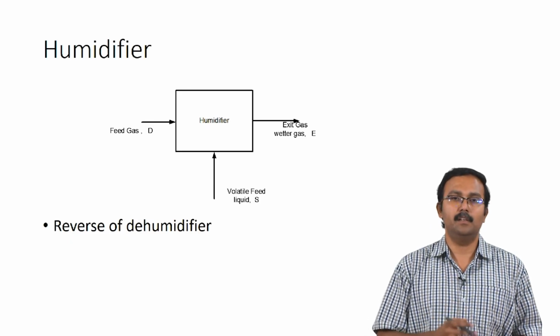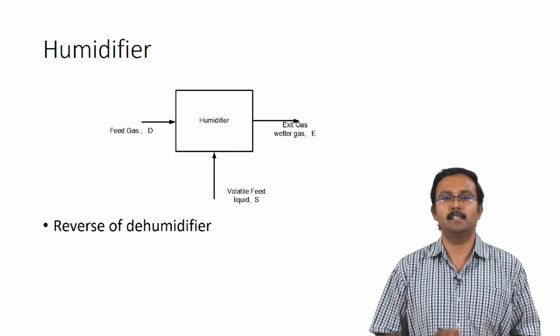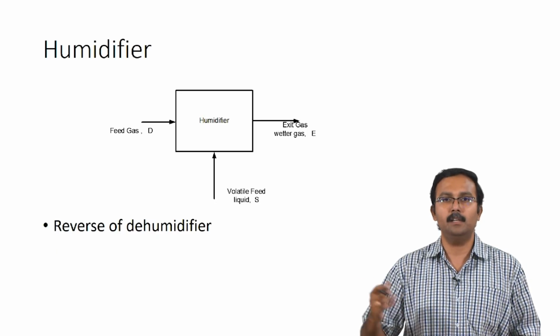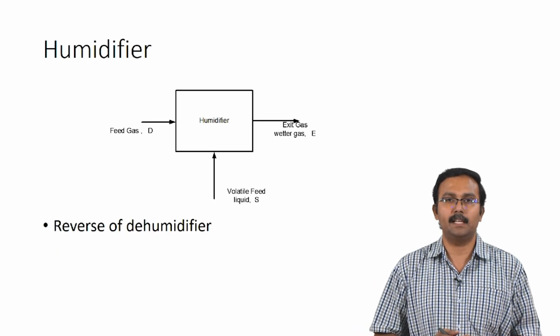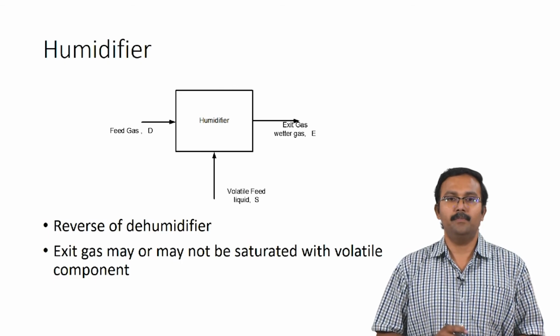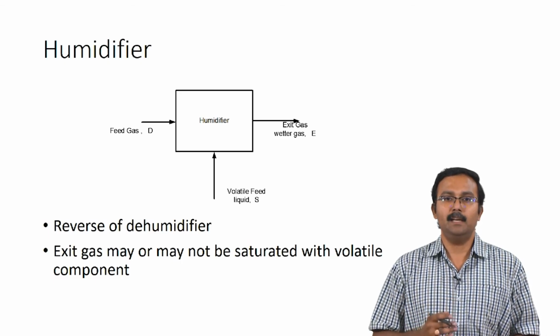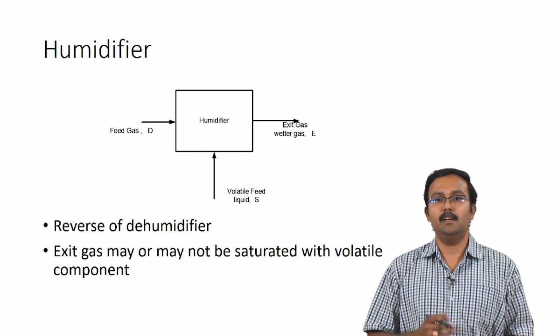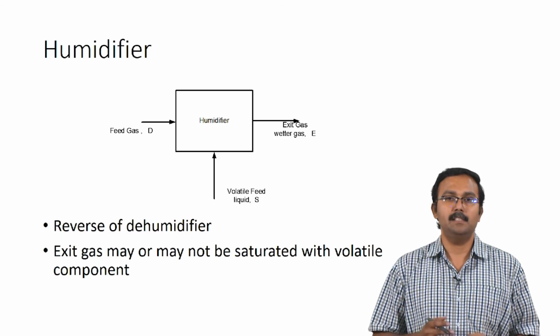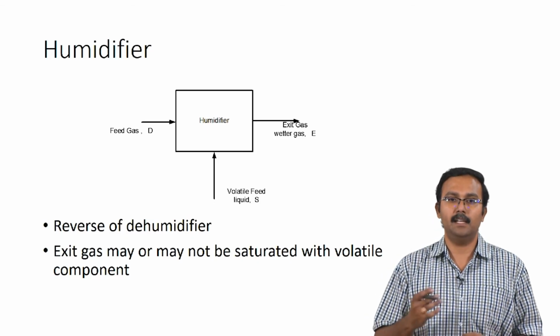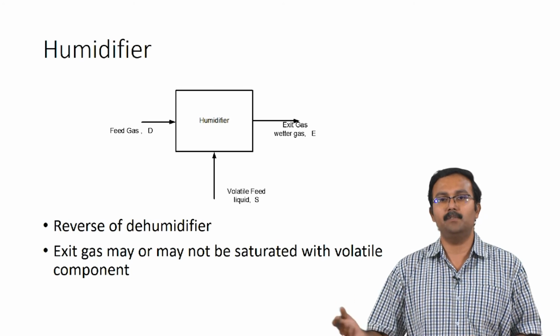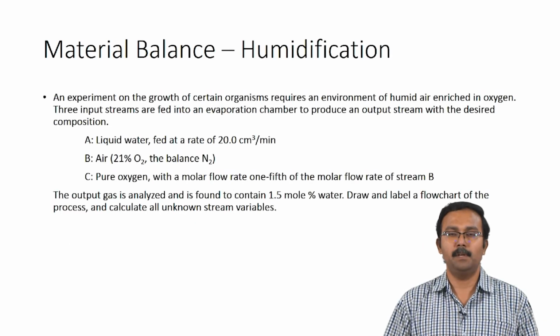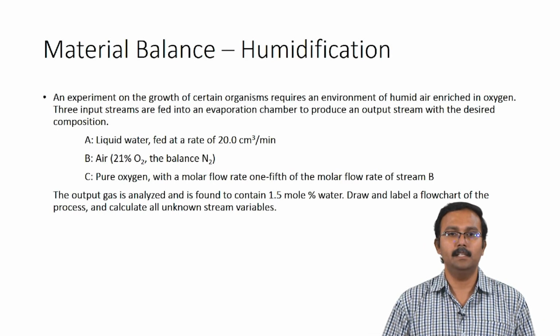For this reason, dehumidifiers and humidifiers are used very commonly depending on the environment in which the processes are taking place. In case of a humidified air, you might end up with a gas which is either saturated or not saturated. In some cases you might want saturated air which is saturated with the volatile component. Here is an example problem for humidification.